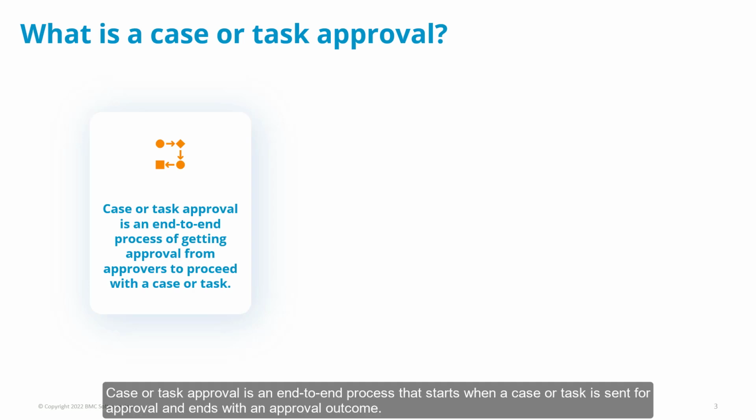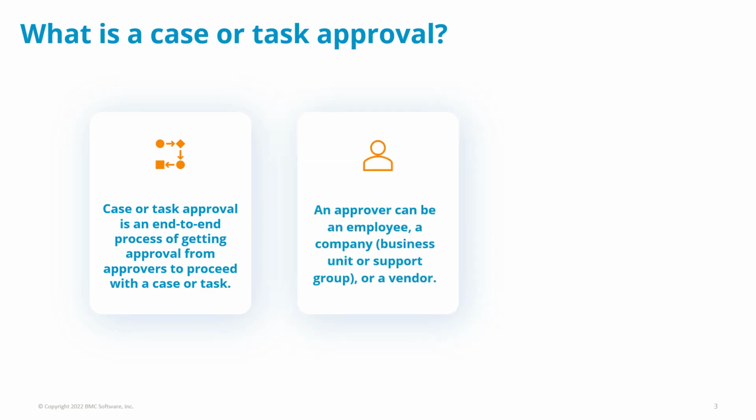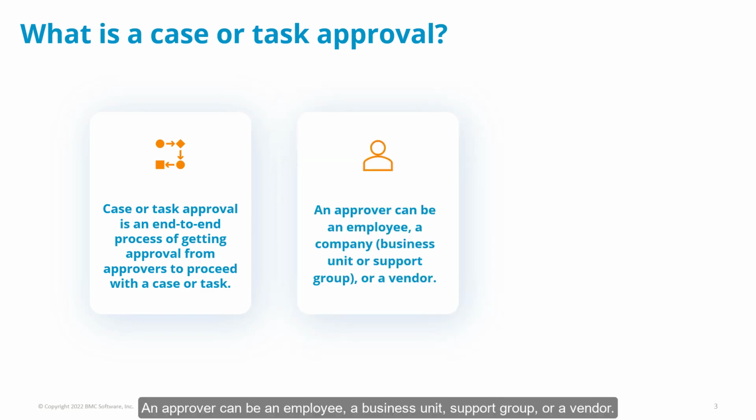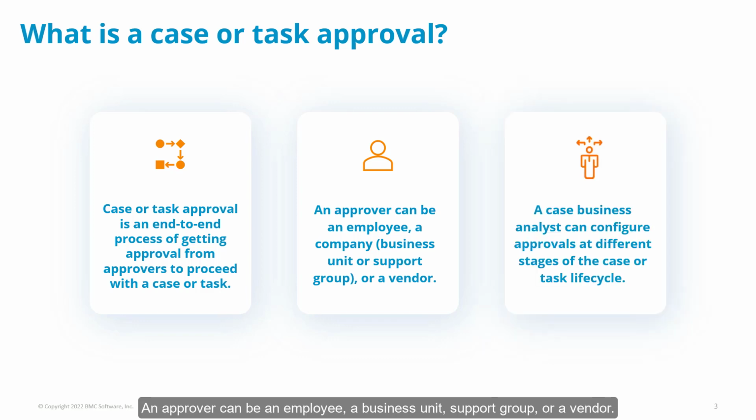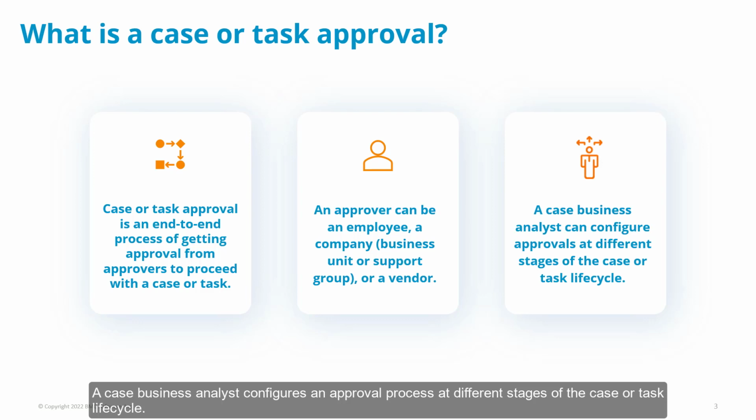Case or task approval is an end-to-end process that starts when a case or task is sent for approval and ends with an approval outcome. An approver can be an employee, a business unit, support group, or a vendor. A case business analyst configures an approval process at different stages of the case or task lifecycle.